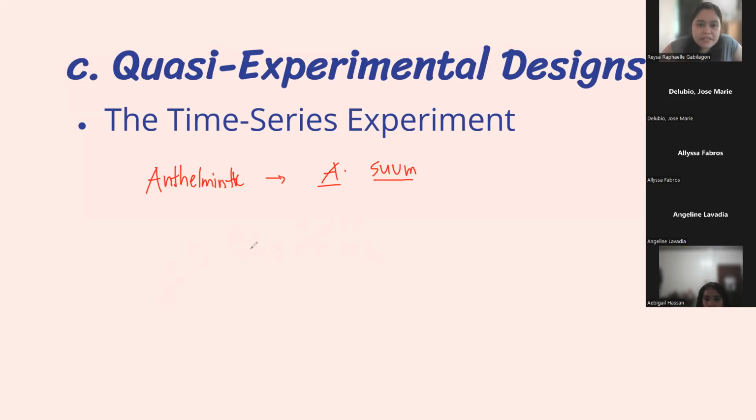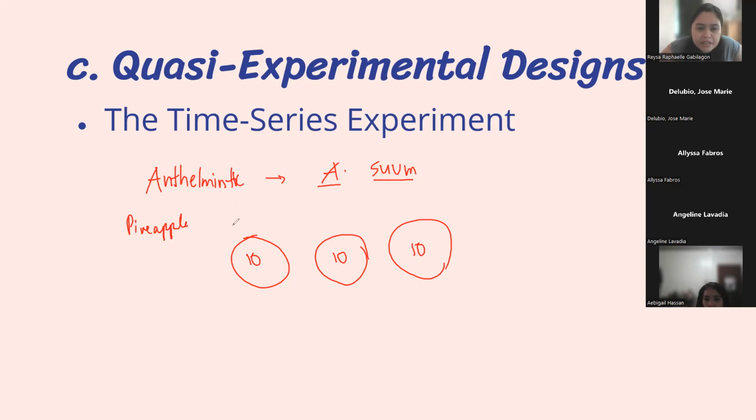Tapos nag-time series experiment sila. So like they have a lot of petri dish. So sa isang petri dish, at least for example, may 10 Ascaris dyan. Tapos nilagyan nila class ng treatment. So example, what was the last plant material they used? I think it was pineapple. So yung pineapple extract, syempre nilagay nila dyan.